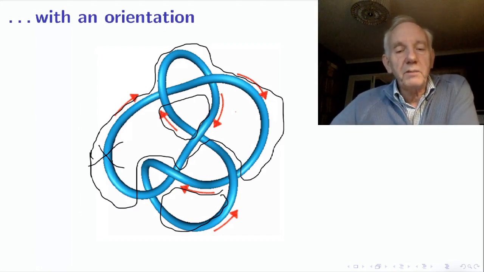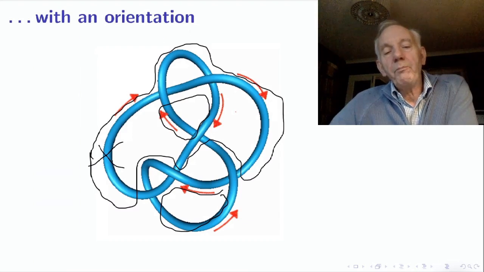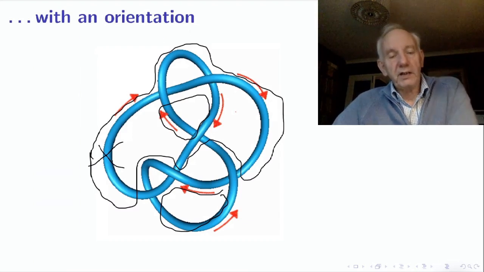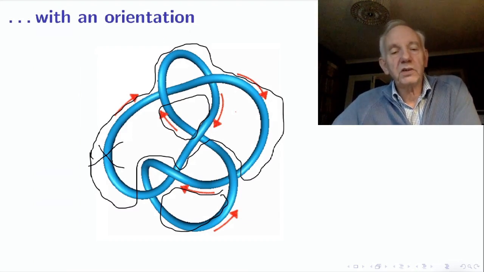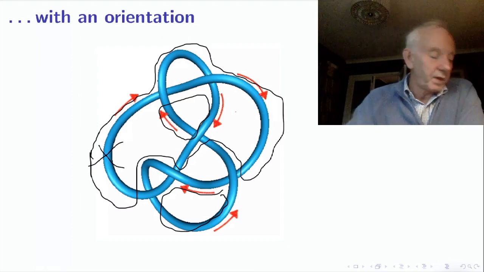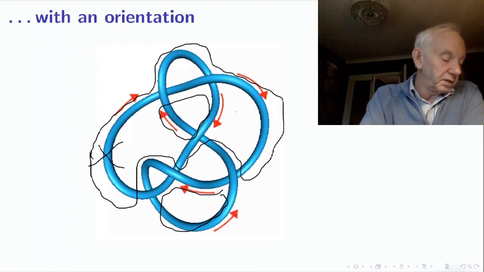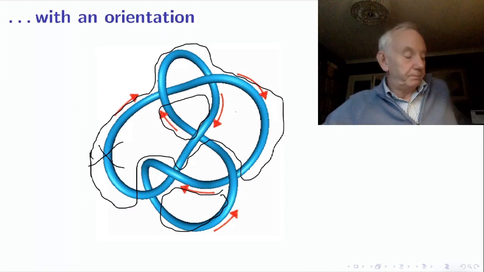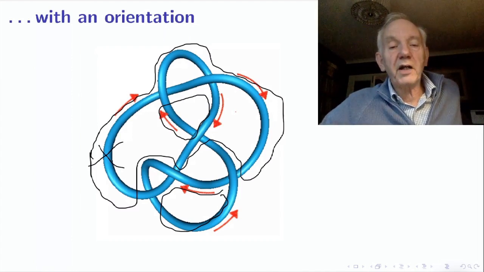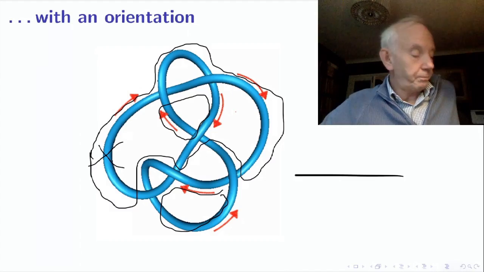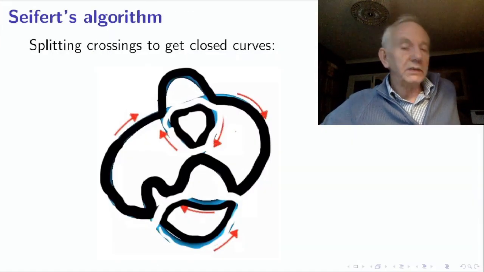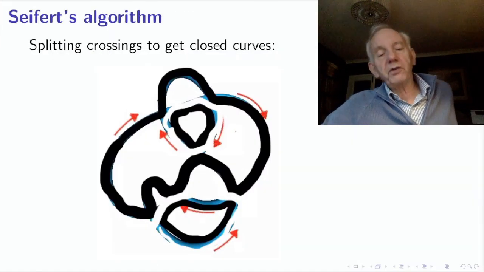If you just look at these black curves, they're really 3 unknots, they're called, which you can think of as lying in the plane. They're sometimes called Seifert circles. So here's a slightly better diagram coming up, in which these black curves are shown more boldly. And the number of these curves is important. So in this case, there are 3 closed curves.